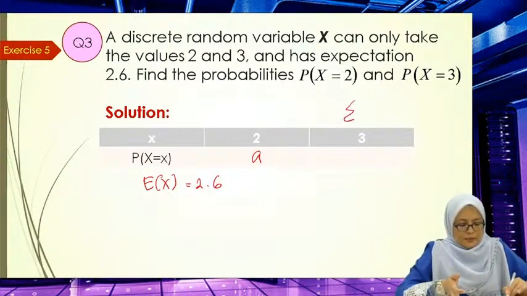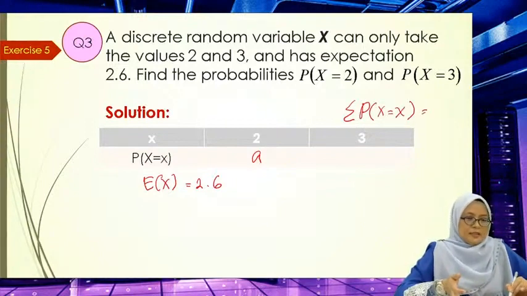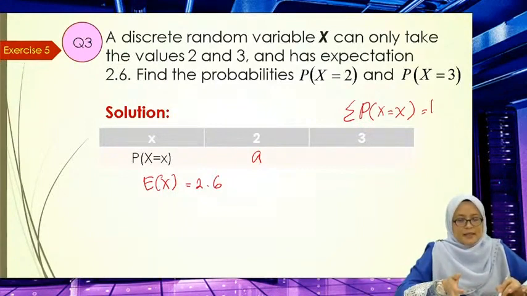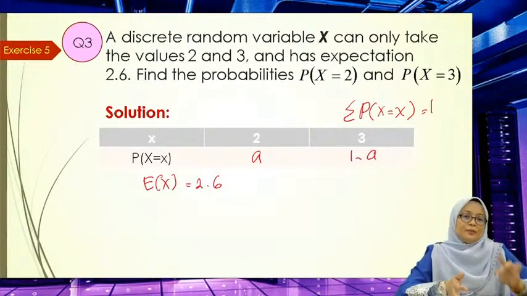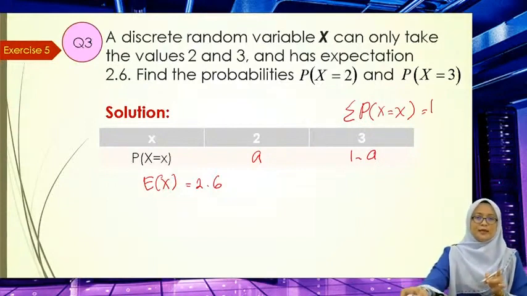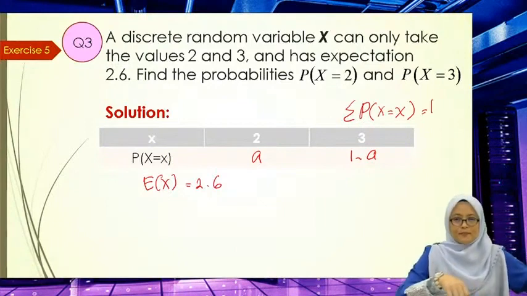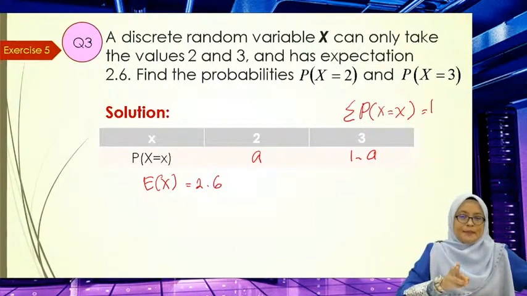So kita tahu probability summation probability x equal to x for discrete, dia mesti total dia jadi 1. So kalau sini kita dah ambil dia sebagai A, so untuk nilai x equal to 3, kita akan ambil dia sebagai 1 minus A. So bila awak total balik probability x equal to x tu, dia mesti jadi 1. Tak jadi 1 maksudnya salah lah. Okay, so kita dah ada kita punya assumption untuk kita punya probability.